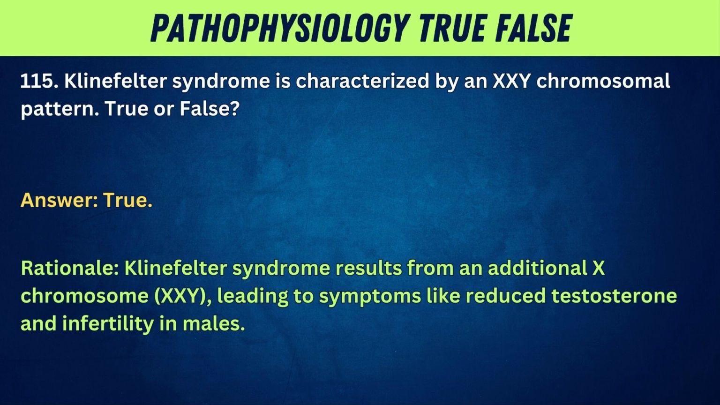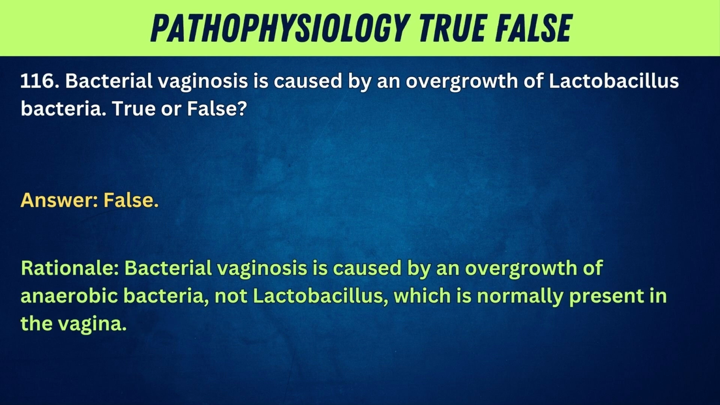115. Klinefelter syndrome is characterized by an XXY chromosomal pattern. True or false? Answer: true. Rationale: Klinefelter syndrome results from an additional X chromosome, XXY, leading to symptoms like reduced testosterone and infertility in males. 116. Bacterial vaginosis is caused by an overgrowth of lactobacillus bacteria. True or false? Answer: false. Rationale: bacterial vaginosis is caused by an overgrowth of anaerobic bacteria, not lactobacillus, which is normally present in the vagina.